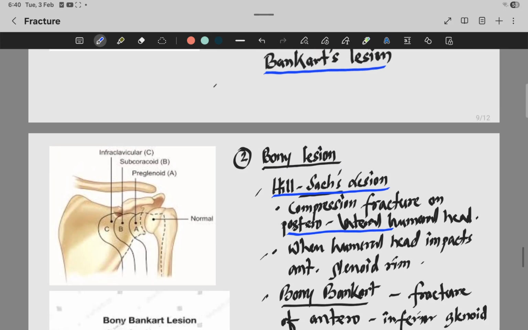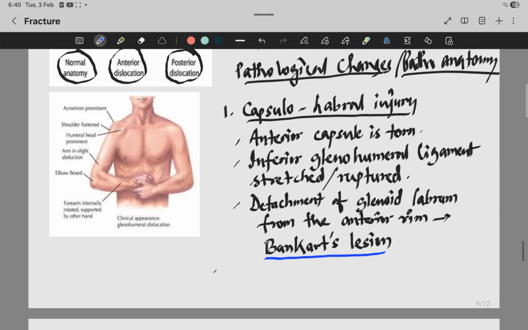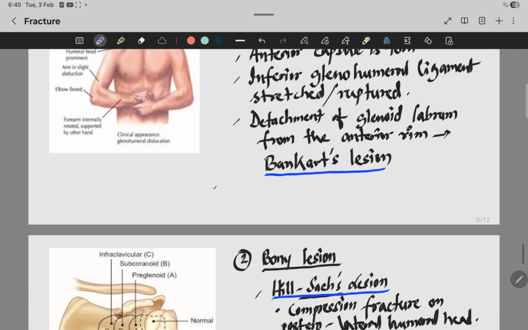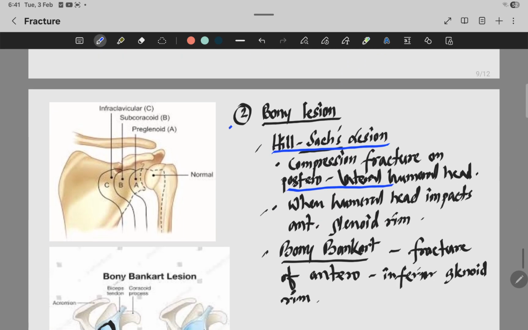In the pathoanatomical changes, number 1 was the capsulolabral injury. Under the capsulolabral injury, the Bankart lesion occurs. Number 2 was the bony lesion. In the bony lesion, there was the Hill-Sachs lesion and bony Bankart.